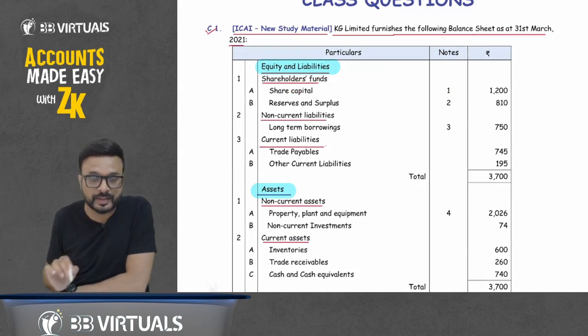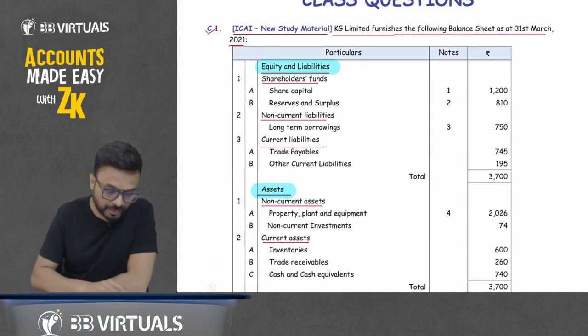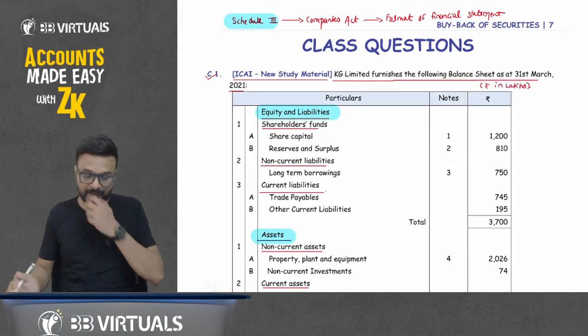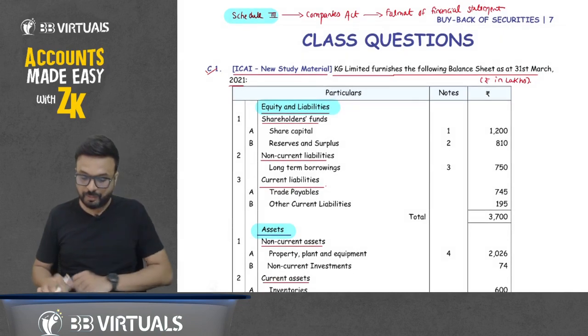What is note 1? We'll discuss. Note 1, 1200. And remember one thing, these figures are in lakhs. So do the correction there. Write it down in your book: rupees in lakhs. So here we have rupees in lakhs.